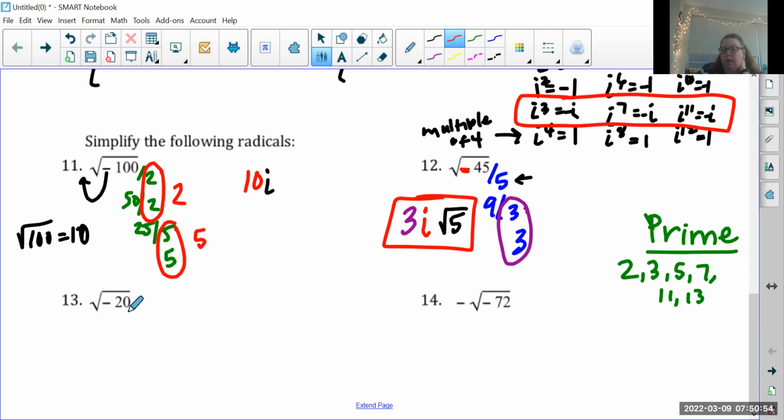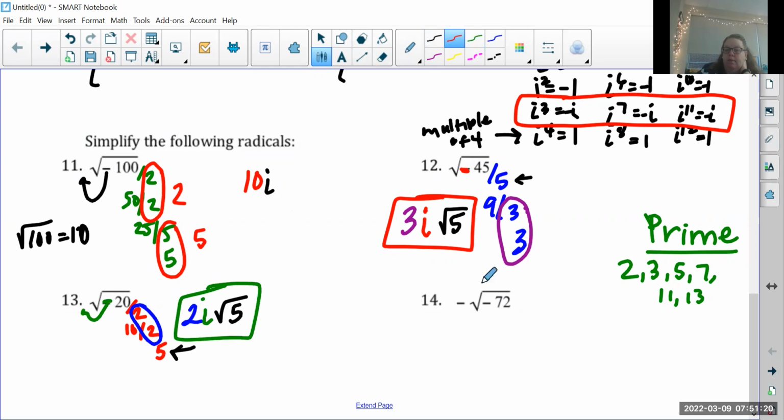All right, for negative 20, it's even, so I'm going to start with 2. I get 10. That's also even, so I'm going to start with 2 and get 5. Now I'm at a prime number, so I stop. The 2s get out, so 2 goes on the outside. The 5 doesn't have a buddy, so he has to stay in jail. And then the negative always slips out and turns into an i on the outside, so it's 2i square root of 5.